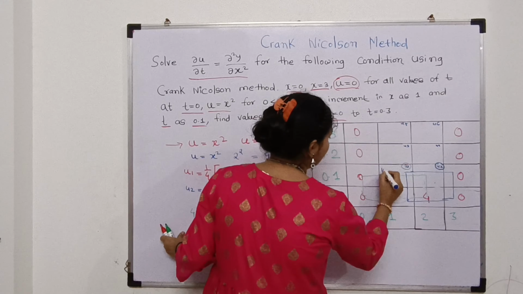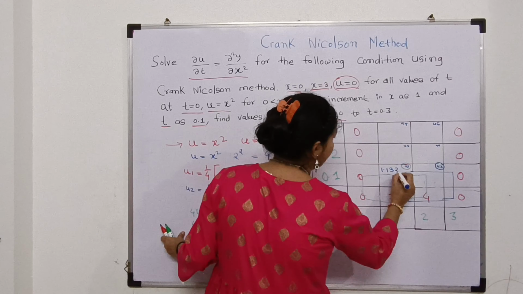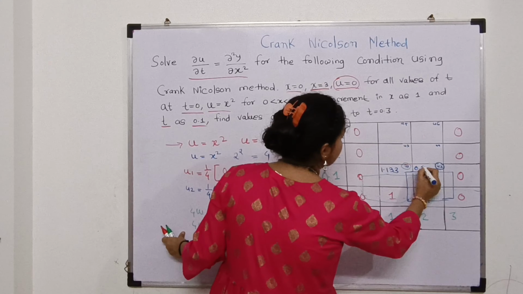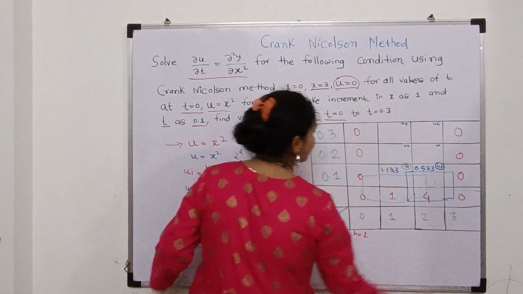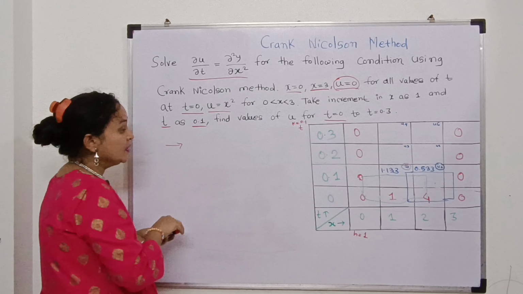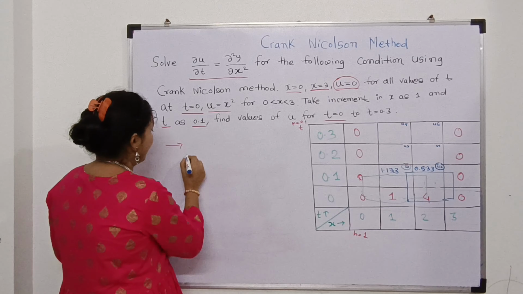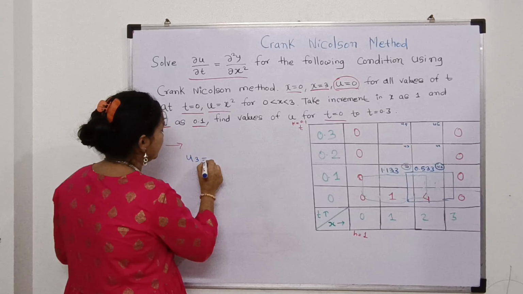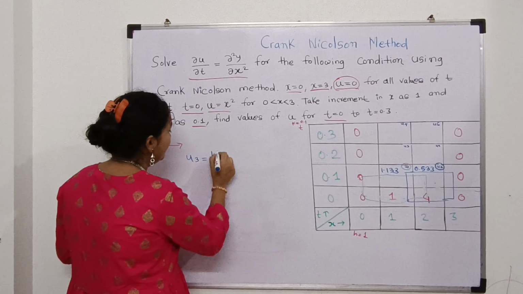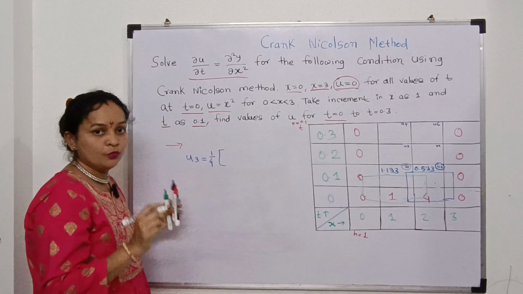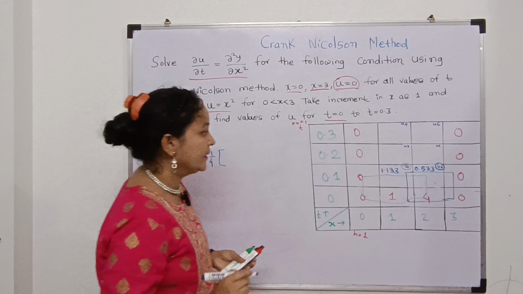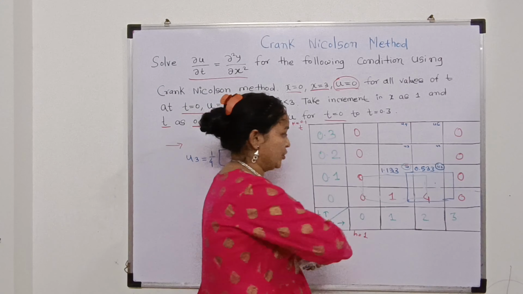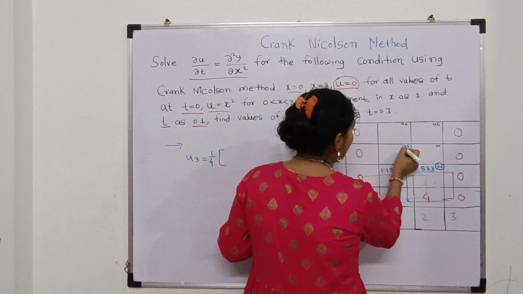So u1 value become 1.133 and u2 value become 0.533, right? Now u3 can be calculated in the same way, that is u3 become 1 by 4 of all the four corners, whenever u3 is at the middle stage, right? So here our u3 value is there.